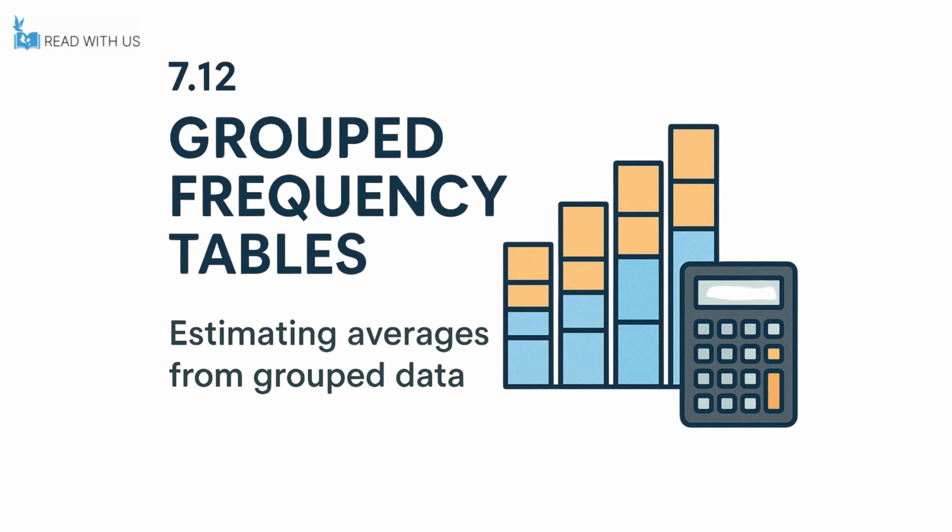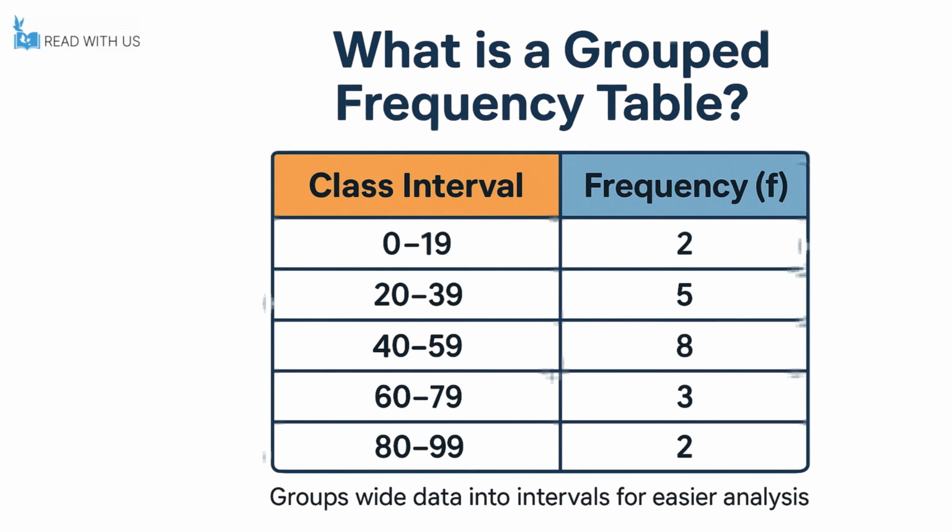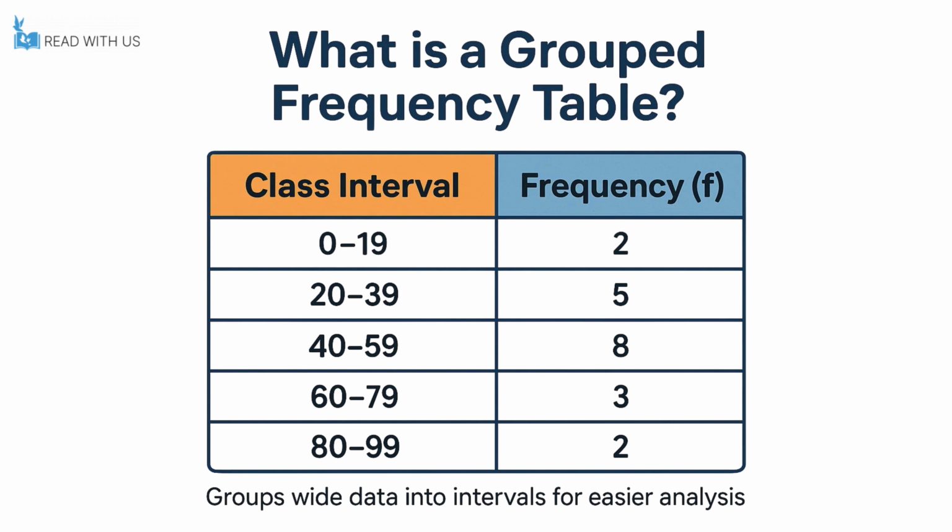In this lesson, we are learning about grouped frequency tables and how they are used to estimate averages when data is grouped into class intervals. A grouped frequency table is useful when the data covers a wide range of values, and it is not practical to list every single number. Instead, we group the data into classes or intervals and record how many values fall into each class.